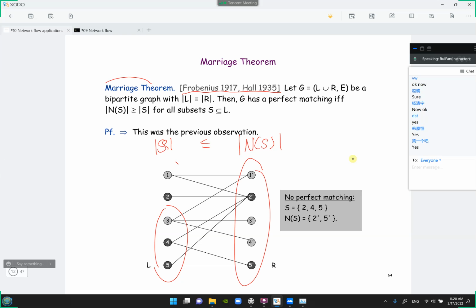Now, this marriage theorem says that if for every single subset S on the left, the neighbors of the set have at least as many nodes as the set itself, then you have a perfect matching. And this is an if and only if condition. I'm not going to prove this. It takes a bit of time to prove, and it's not directly relevant to what we're doing. But I just wanted to tell you about that.